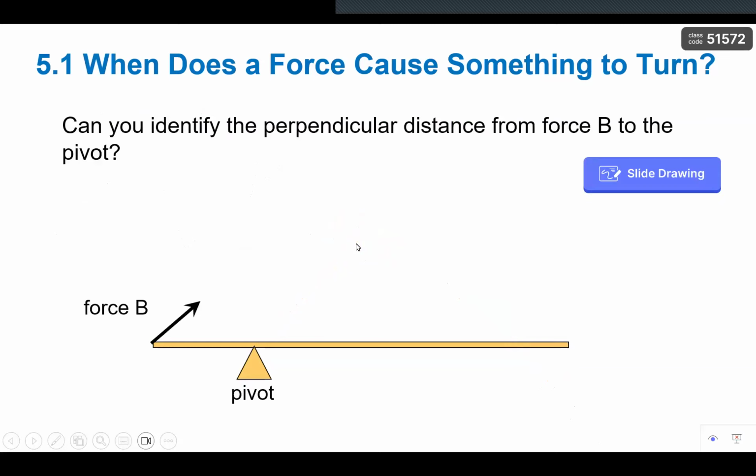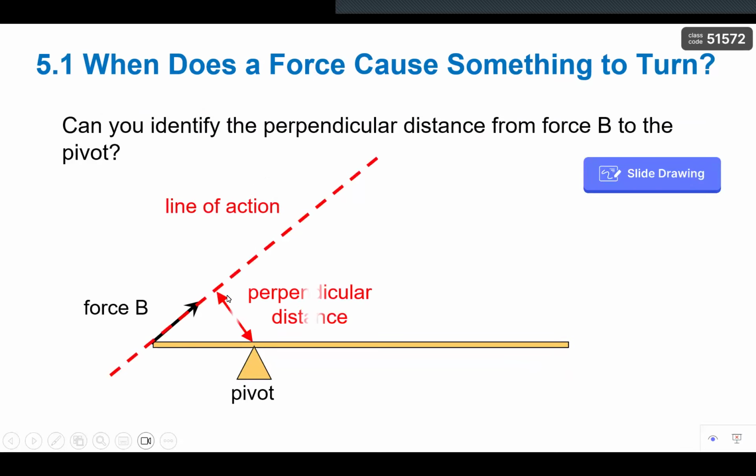Okay, next one. You may pause the video to think about what is the perpendicular distance for this force. Okay, I'm going to go through now. So again, the first step, I draw the line of action of this force B. It will be this red dotted line, and then the perpendicular distance will be 90 degrees to this line of action of the force. So it will be this distance over here, 90 degrees to the pivot.